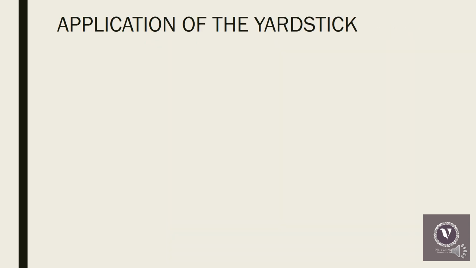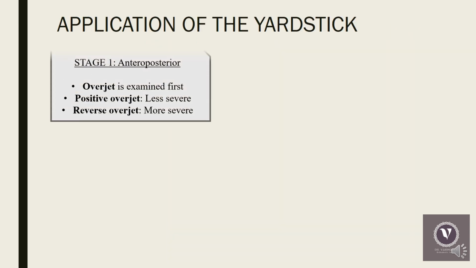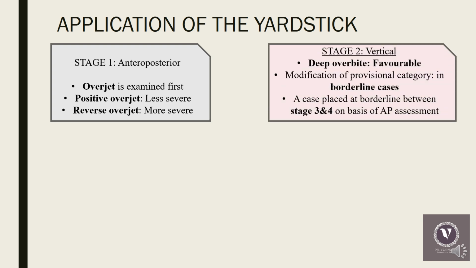The second stage is the application of the yardstick, wherein the first step is anterior-posterior assessment. Here the overjet is examined first. A positive overjet means the case is less severe, and a reverse overjet means the case is more severe. Second, vertical assessment is done. Here the favorable feature is a deep overbite. Modification of the provisional category in case of borderline cases can be done on the basis of vertical assessment.